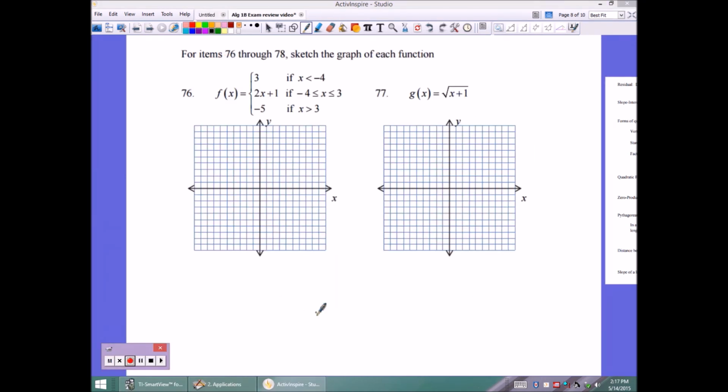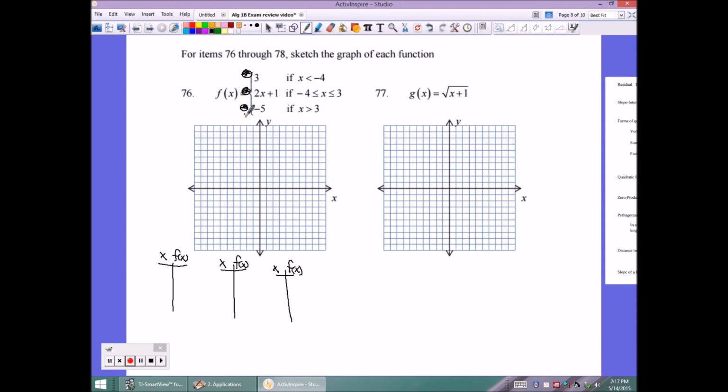All right, so problem number 76 is asking us to graph a piecewise function. I'm going to encourage you to make 3 little tables. We're going to label them x and f of x, x and f of x, x and f of x. Your teacher might have done a different strategy, but this is what I suggest, especially if these are tricky for you.